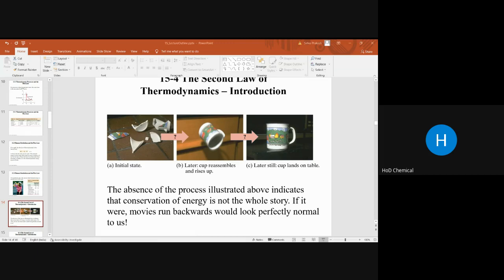Another statement of the second law of thermodynamics: the total entropy of an isolated system never decreases. Entropy is a measurement of the disorder of a system. Yet another statement of the second law: natural processes tend to move toward a state of greater disorder.